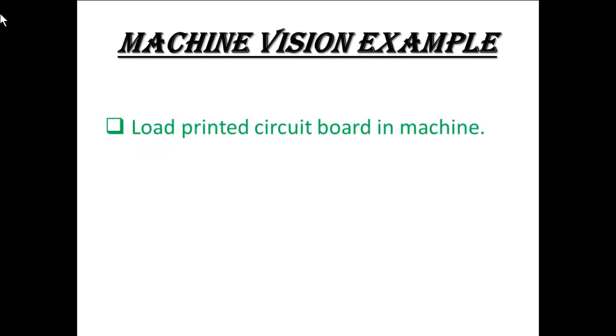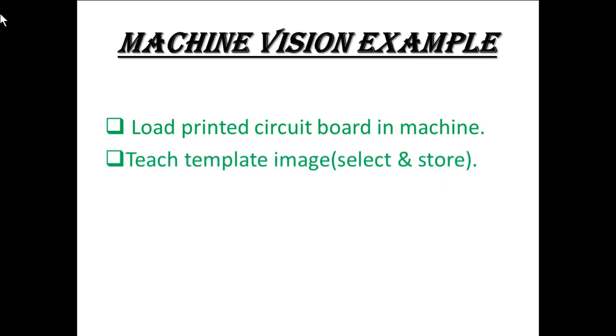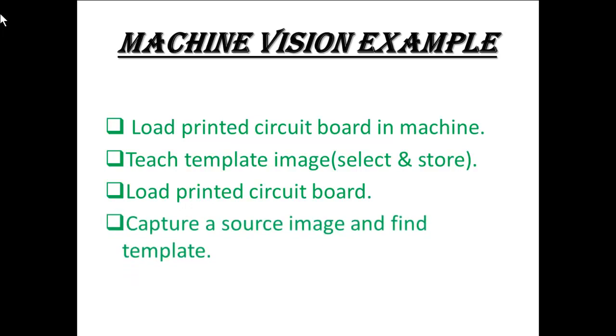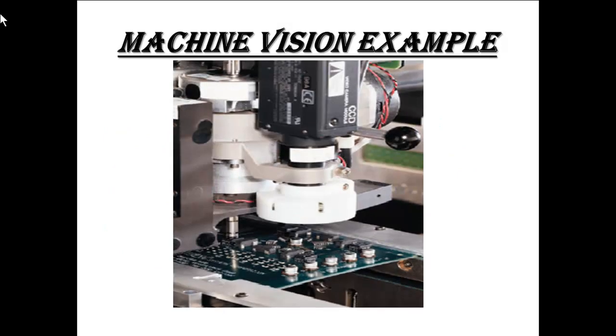Machine vision example. Load a printed circuit board in the machine. Teach the template image: select and store. Load the printed circuit board, capture a source image and find the template. Here is a machine vision figure. A machine is identifying a board.